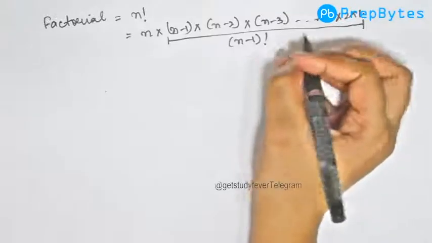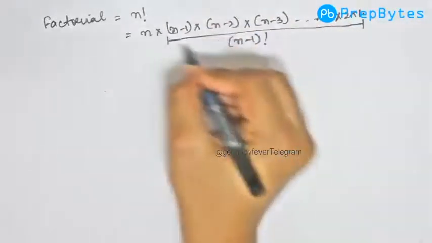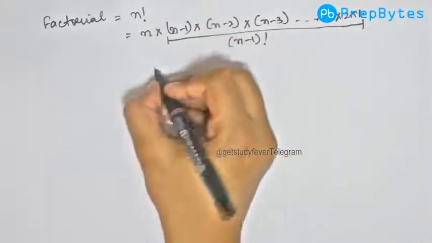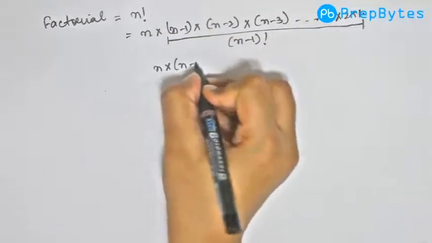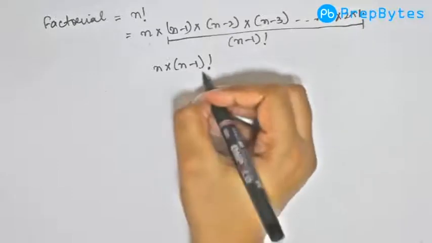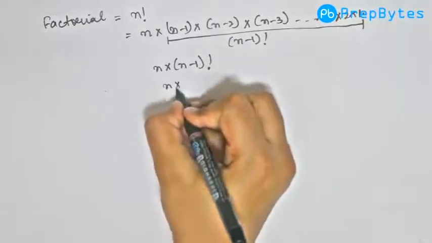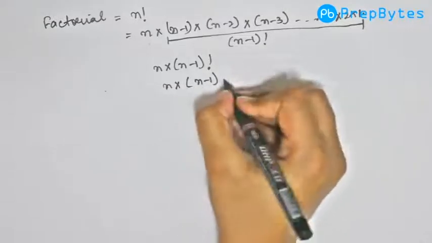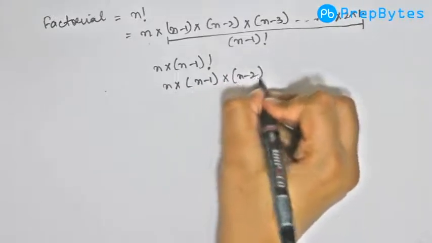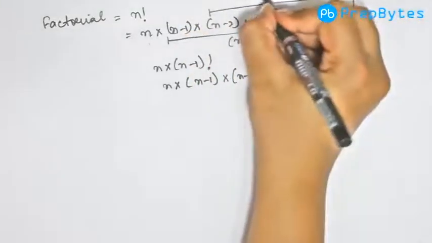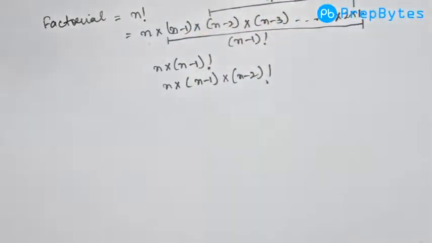Yes, we can write. So again, this thing is calculating n minus 1 factorial. So we can write n factorial as n into n minus 1 factorial. Again, this n minus 1 factorial can be further divided into n into n minus 1 into n minus 2 factorial, because this particular part is n minus 2 factorial.